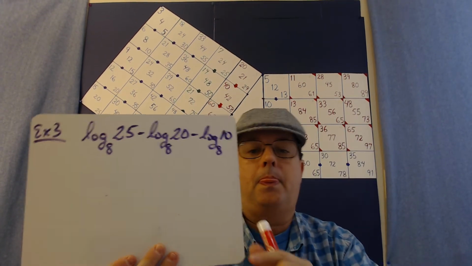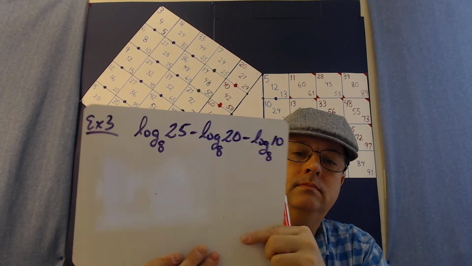All right, here's a good one. Example 3. Okay, this time I have log base 8 of 25 minus log base 8 of 20 minus log base 8 of 10.